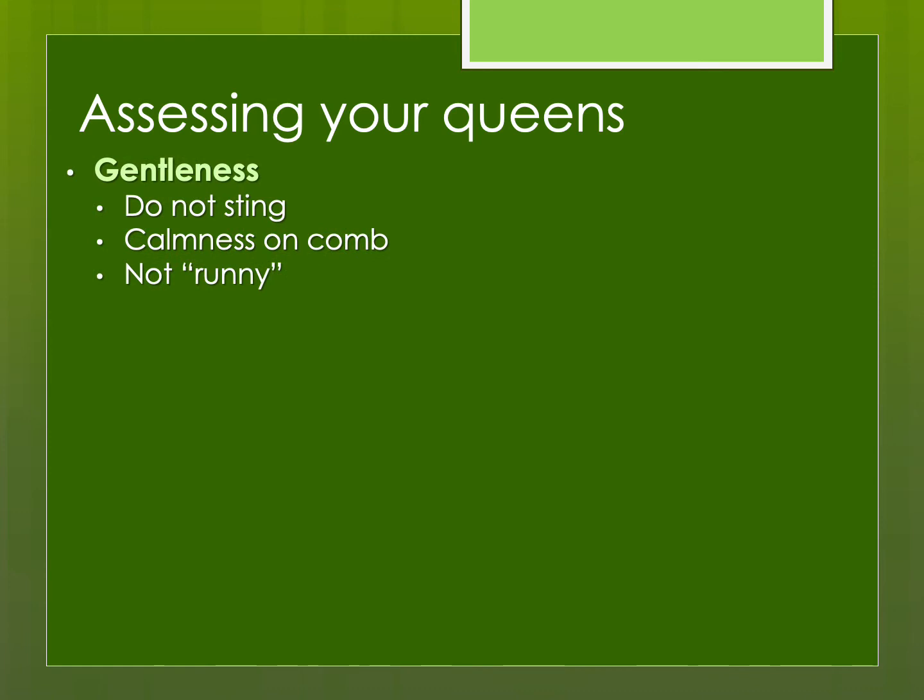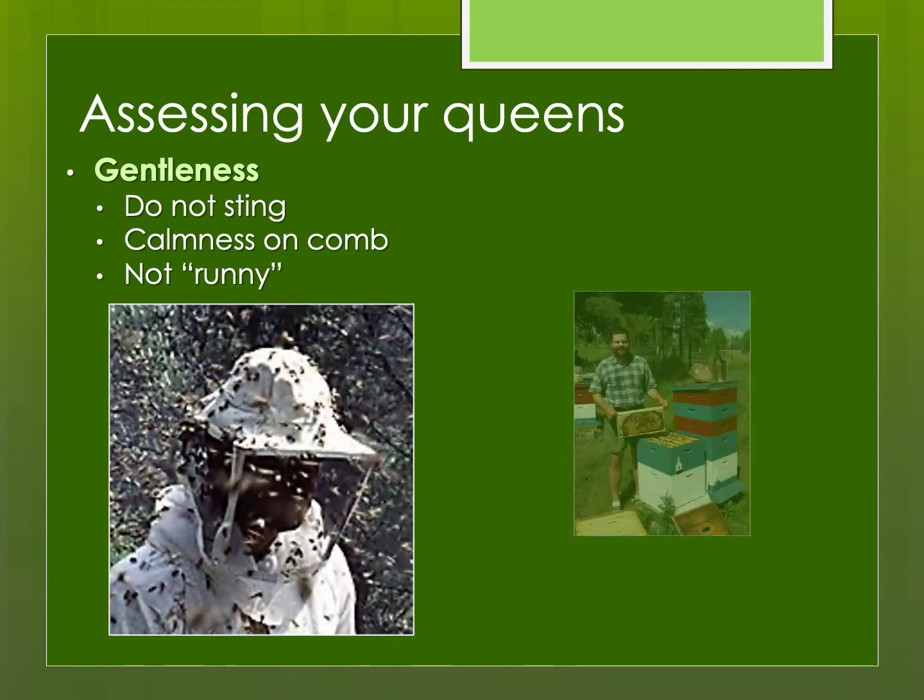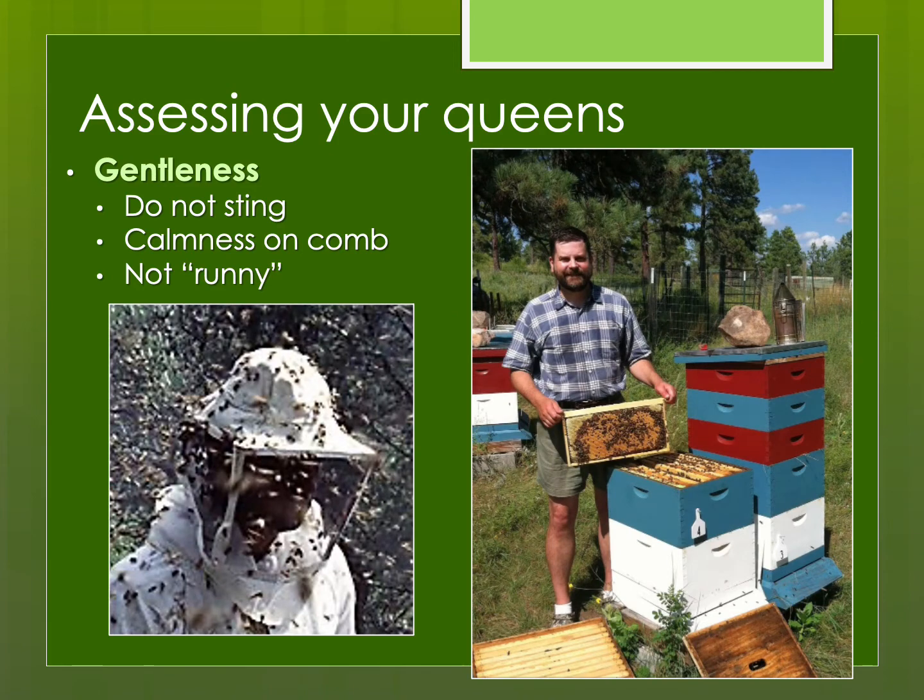Now this list, these next few slides, is certainly not meant to be all of the characteristics that you might assess or you might want, but some things you might pay attention to. Gentleness. Obviously, if you've got that one colony where half the colony comes out at you where all the other colonies are ignoring you, that might be something that you're not going to want to include in your breeding program.